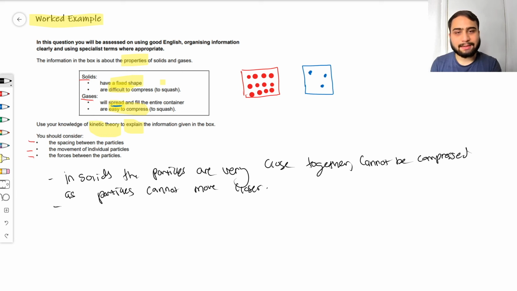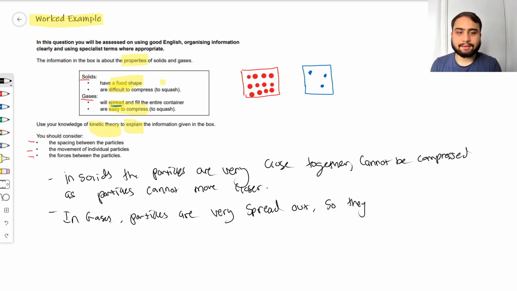Now let's do the same point, but for a gas. So we can say that in gases, particles are very spread out, so they can move closer, and so gases can be compressed. Okay, so that's 2 points right there.